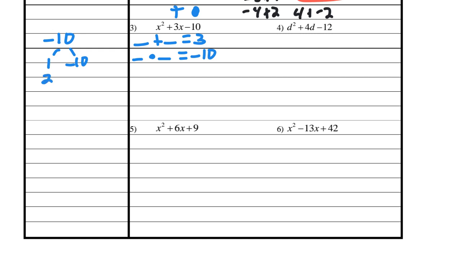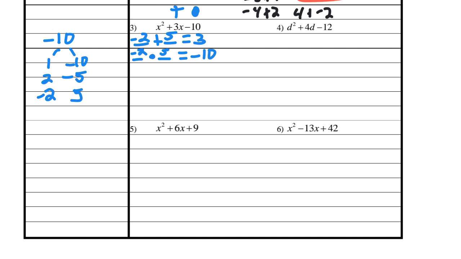So then there's 2 and negative 5. So that adds to negative 3. That's close. So when you get something like that, try flipping the signs. So try negative 2 and positive 5. And that is our two numbers, because negative 2 plus 5 is 3, and negative 2 times 5 is negative 10.